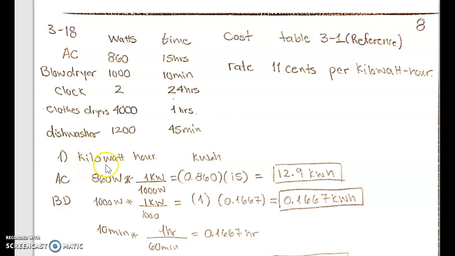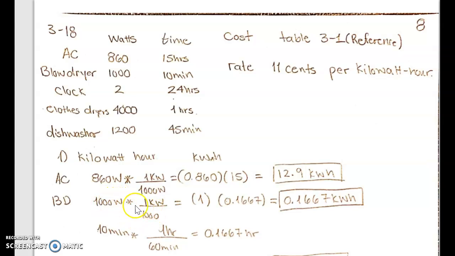So let's start. The first thing, we're going to take the AC, it's 860, so 860 divided by 1000 gives us kilowatts. In order to get the unit kilowatt hour, we just multiply them. In this case, the time is already in hours, so we just multiply, and we get 12.9 kilowatt hour. And we continue doing that with every single one.